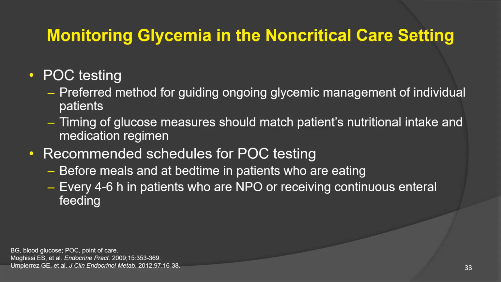Recommended schedules for POC testing are before meals and at bedtime in hospitalized patients who are eating, and every 4 to 6 hours in patients who are NPO or receiving continuous enteral feeding. So remember this, before meals and bedtime is the main schedule. And every 6 hours in NPO patients or those receiving enteral feeding, because that can be matched with the sliding scale protocol.